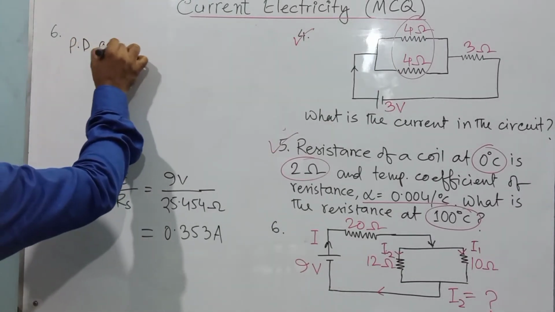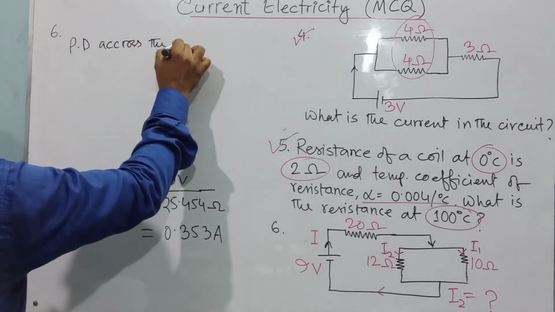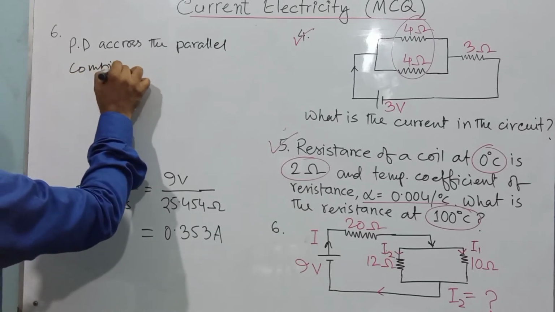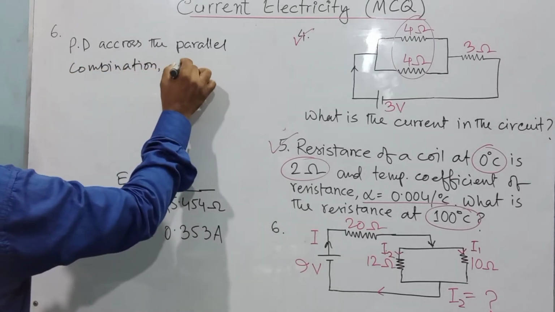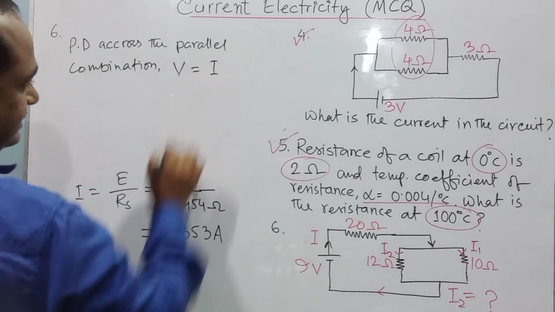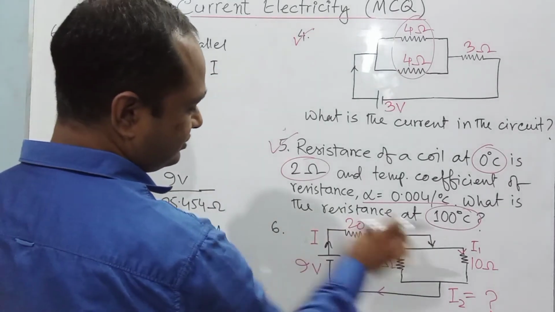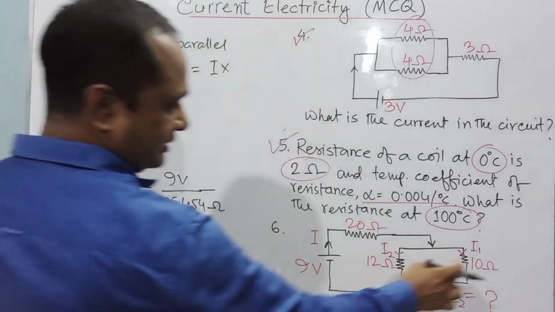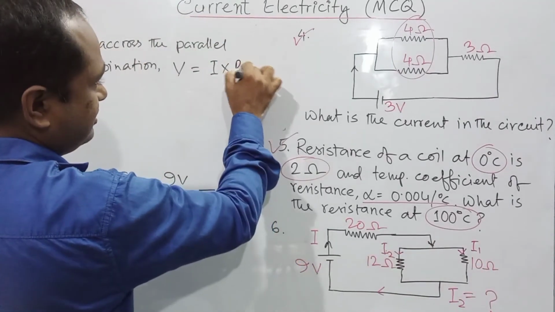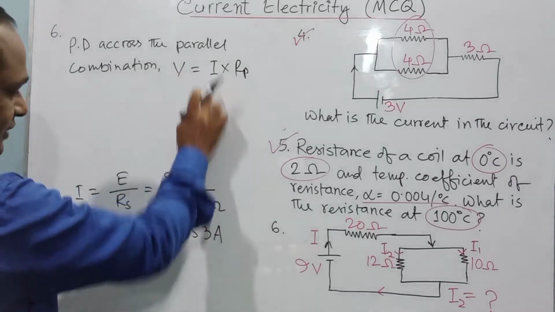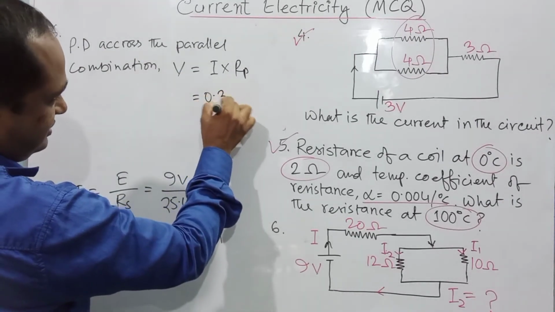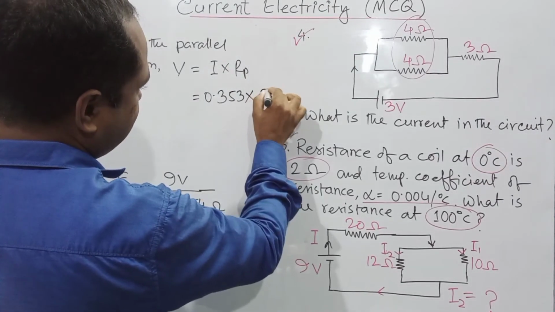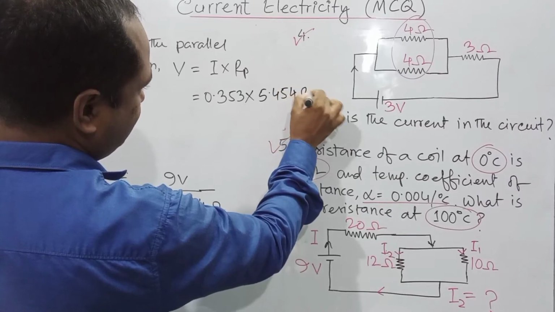Potential difference across the parallel combination is denoted by V. V is equal to I, the main current I that is entering this combination, multiplied by the equivalent resistance of the combination, which is denoted by Rp. Okay, the value of I is 0.353 multiplied by Rp, which is 5.454 ohm, right?